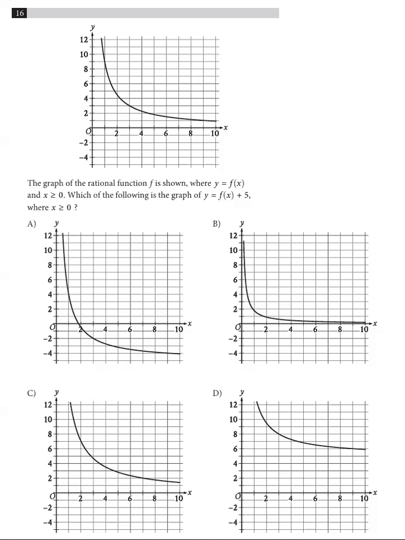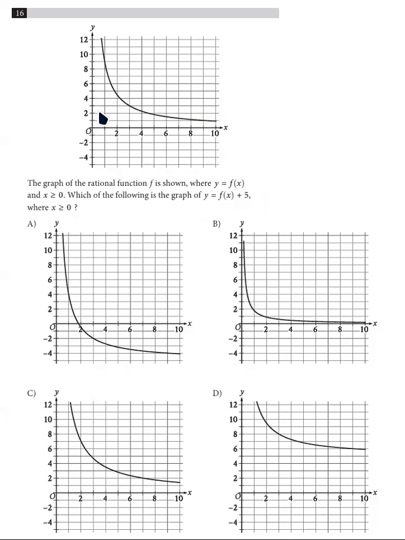So for our question 16, we're told the graph of a rational function is shown, y equals f of x, and we need to find which of the following graphs is f of x plus 5. So y is equal to f of x originally, and now y is equal to f of x plus 5. That means y is just increased by 5 from whatever the original graph is. So we just take the original graph and move it up 5.